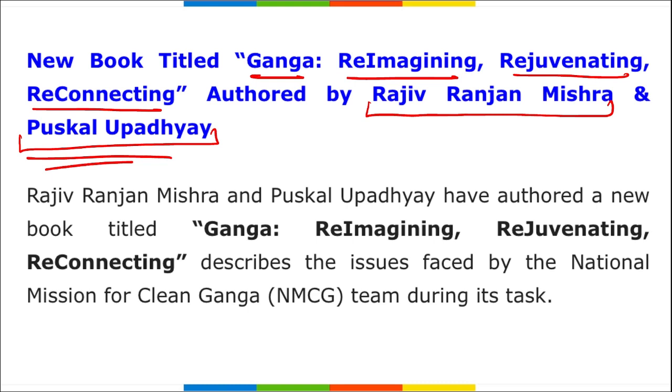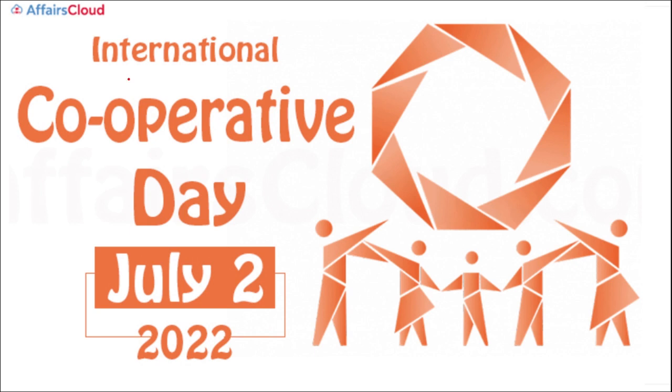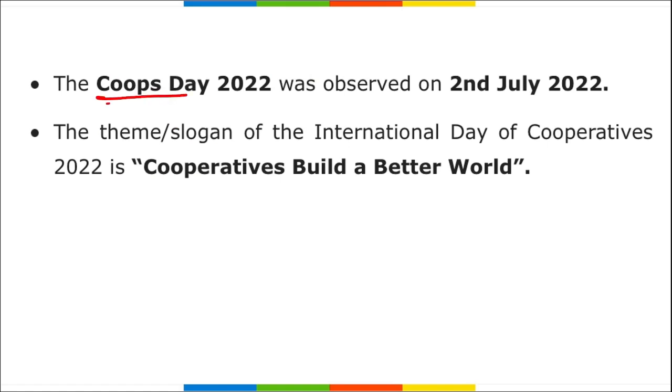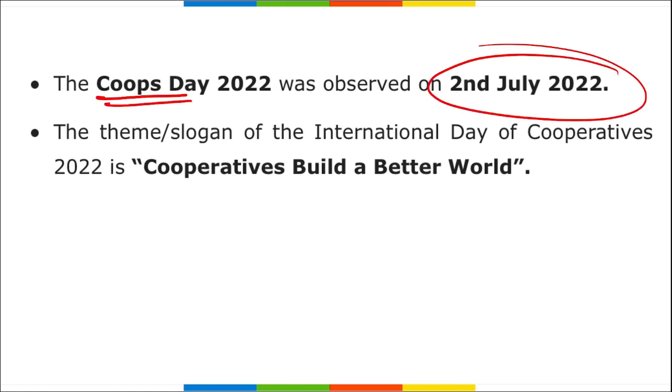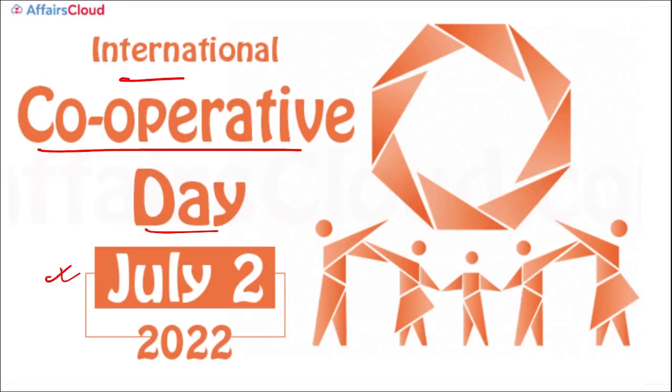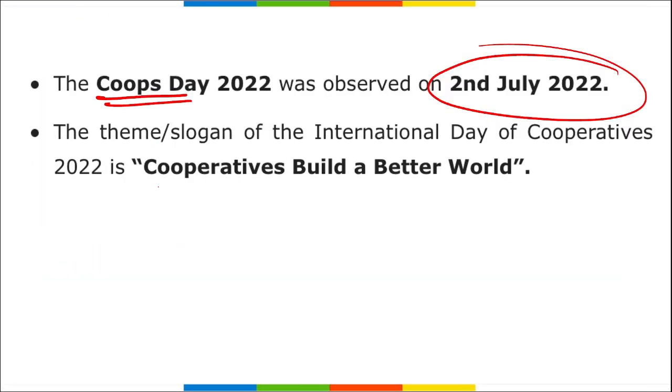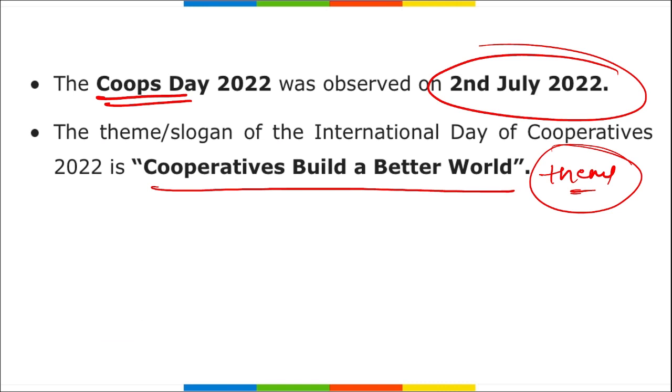Alright, next is International Cooperative Day. On 2nd of July, we observe International Cooperative Day. This day is also known as Coops Day. It was observed on 2nd of July with the theme Cooperatives Build a Better World. This was the theme that you have to remember. Cooperatives Build a Better World.